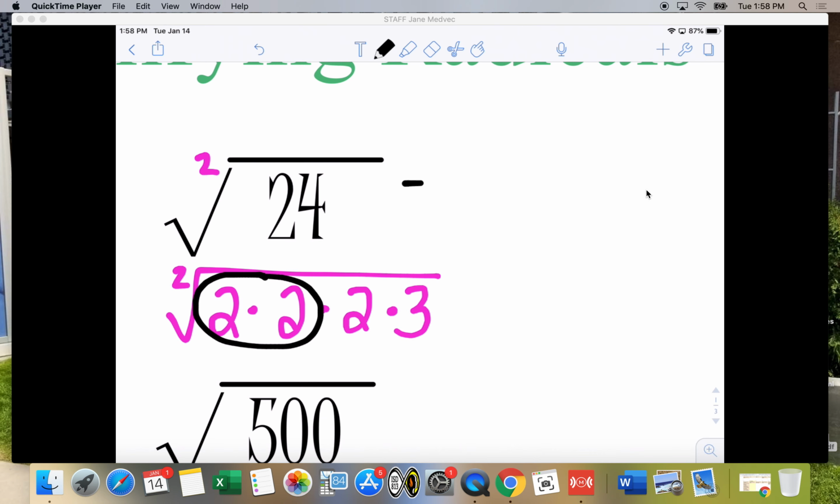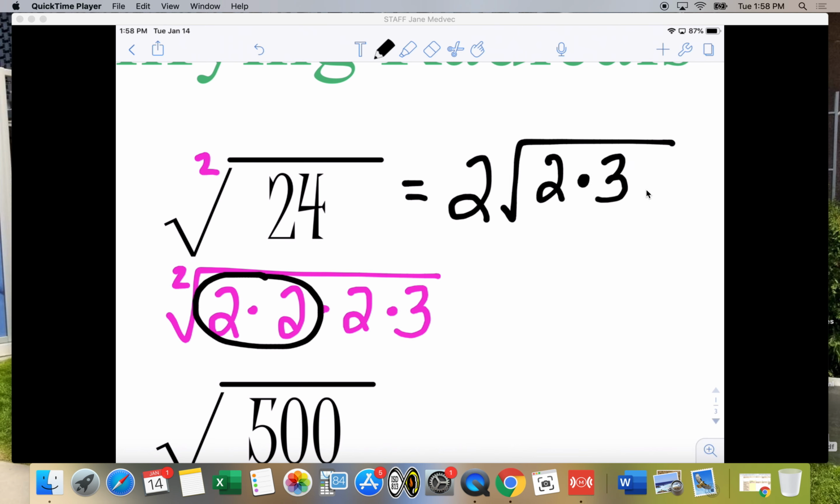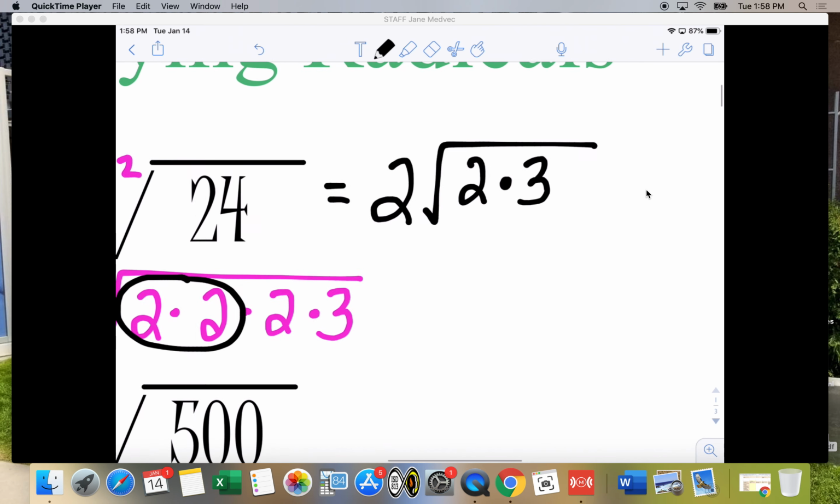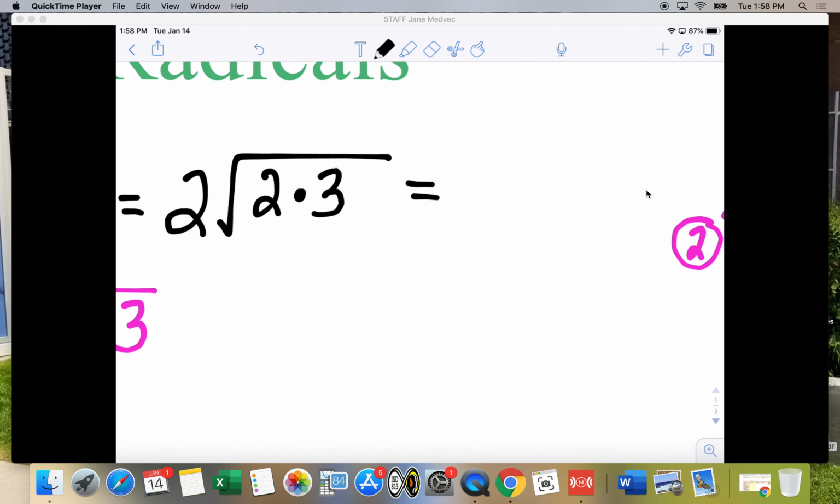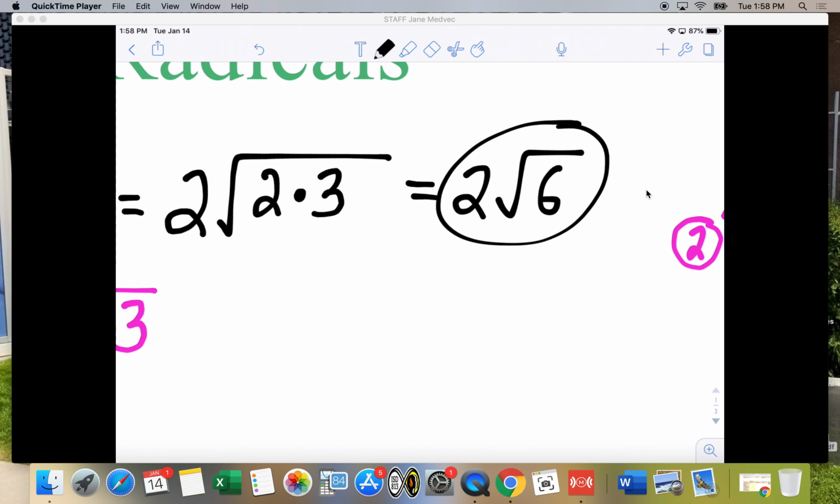When I circle it, what I'm going to do is I'm going to bring it outside the square root, and the leftover is 2 times 3. Because the other 2 does not have a pair and the 3 does not have a pair. And then what I'm going to end up doing is leaving the 2 outside and I get square root 6. And I'm done. Questions?